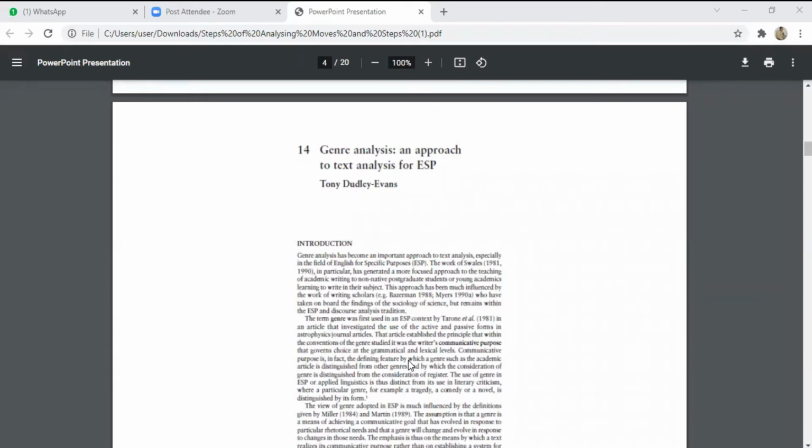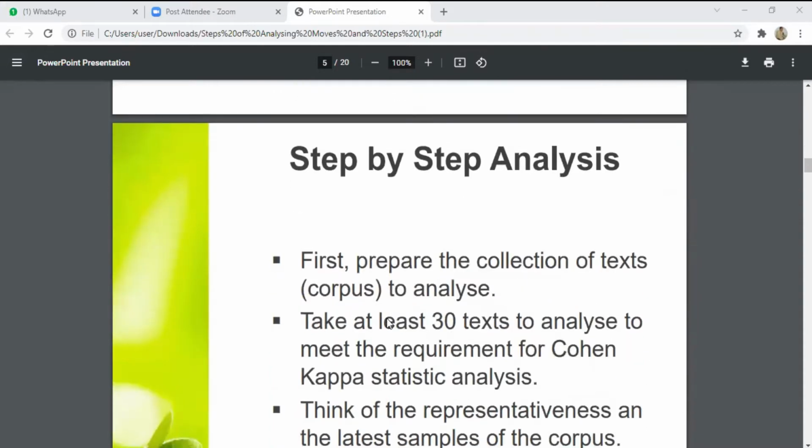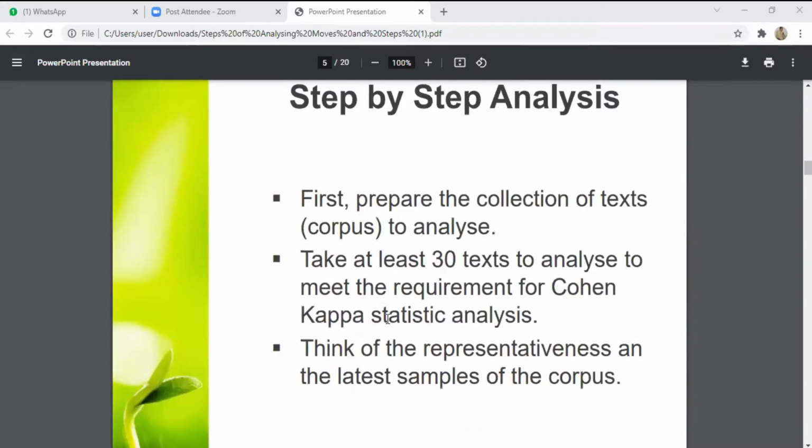ESP stands for English for specific purposes. So this is English for academic purposes, because we analyze the structure of an article or sections of articles. Now, how do we do this? As you did, you found the model first, the format first.